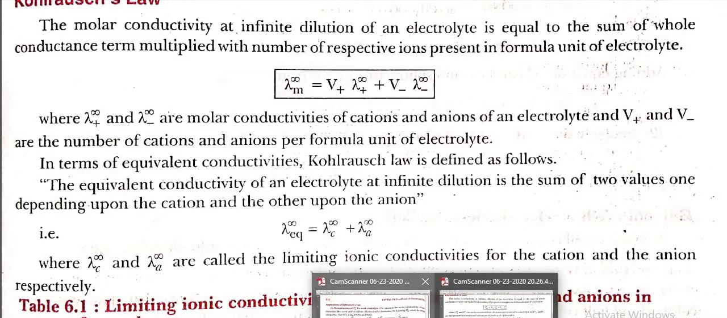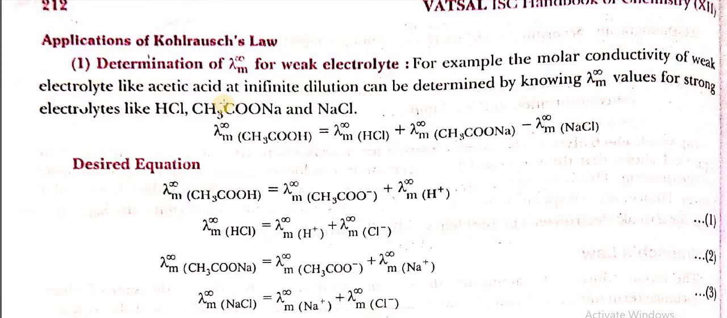Now the first application for this law: it helps to determine molar conductivity at infinite dilution for weak electrolytes. So we can find the molar conductivity. For example, the molar conductivity of weak electrolytes like acetic acid at infinite dilution can be determined by knowing the molar conductivity values for strong electrolytes like HCl, sodium acetate and sodium chloride. So we can calculate the molar conductivity of the weak electrolyte by knowing the conductivities of these compounds.